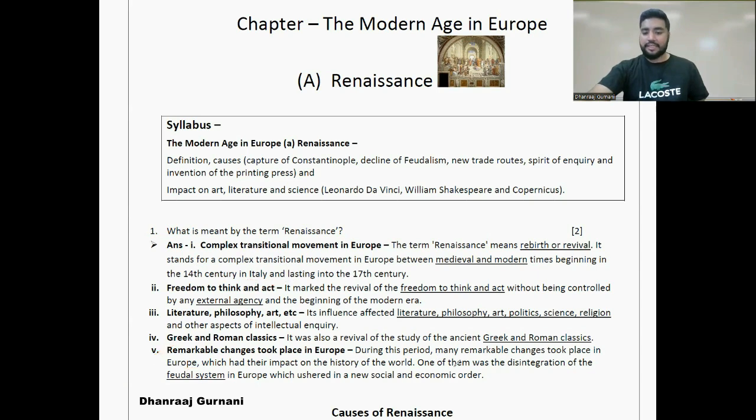And as a result, one of them was the disintegration of the feudal system in Europe. We're going to learn about the feudal system in detail. But Renaissance broke down the feudal system. The entire system which was on in Europe broke down because of Renaissance, and this ushered a new social and economic order. This breaking down of the feudal system begins a new social and economic order, and it was mainly in Europe.